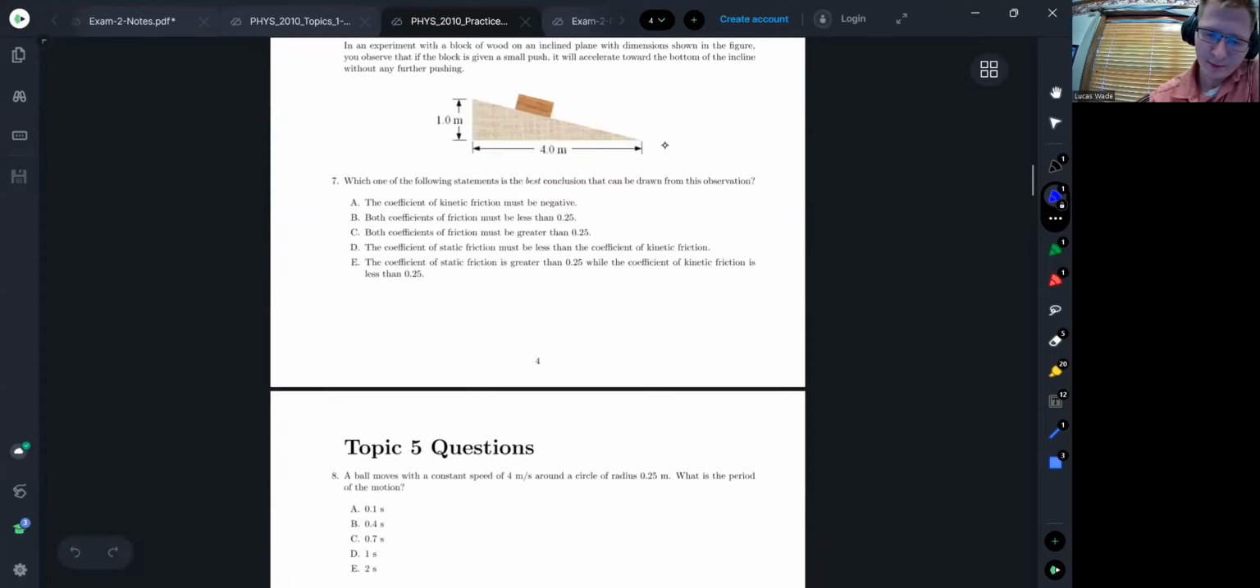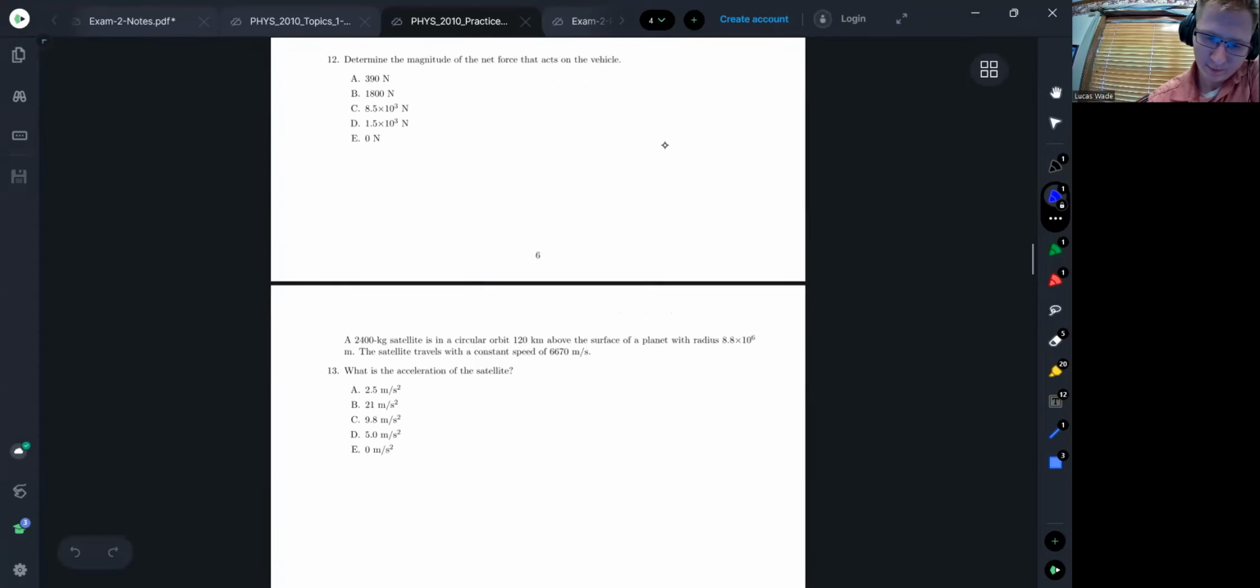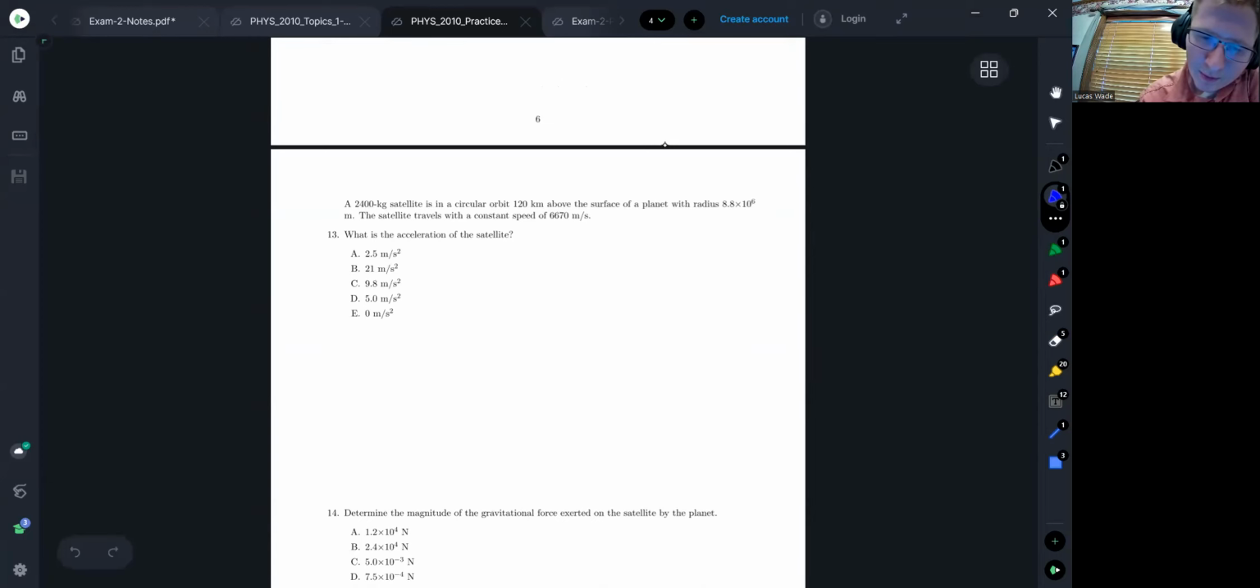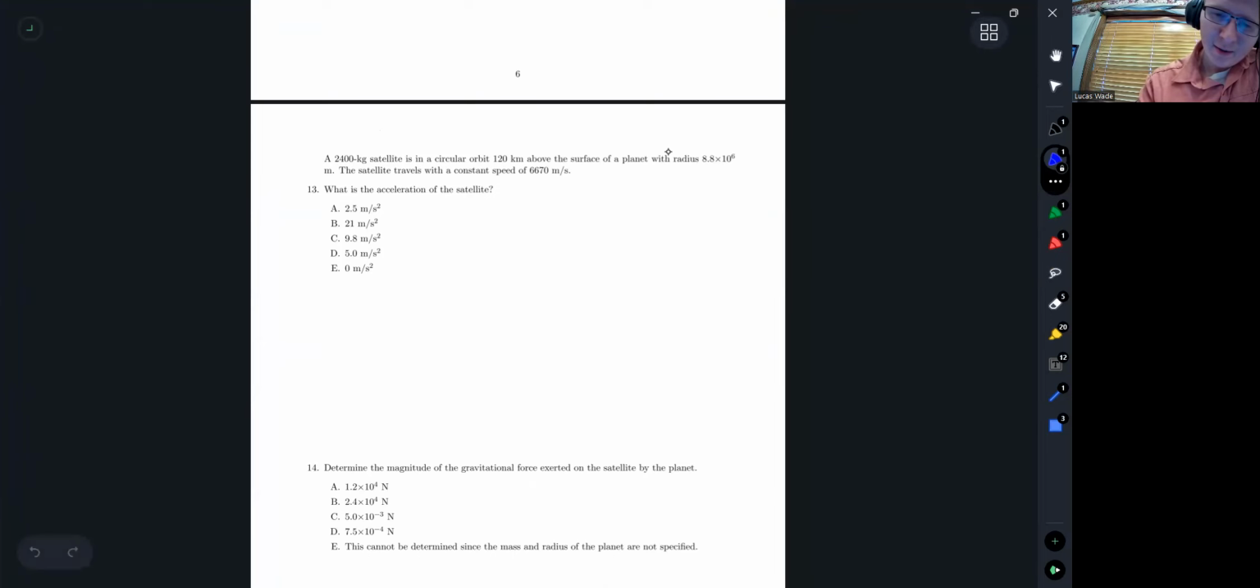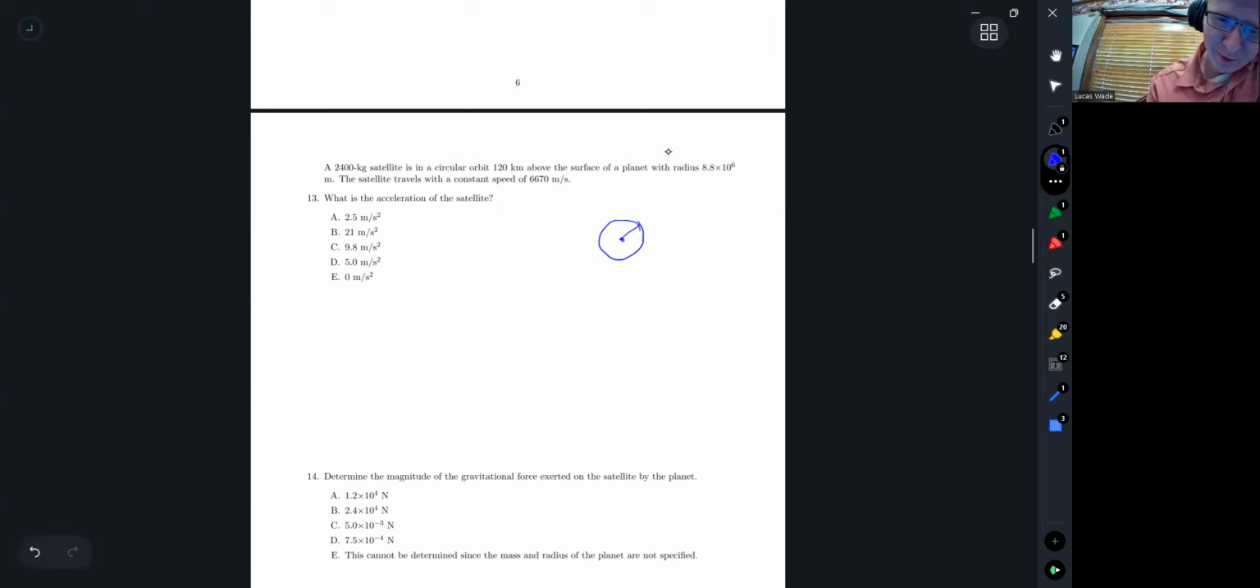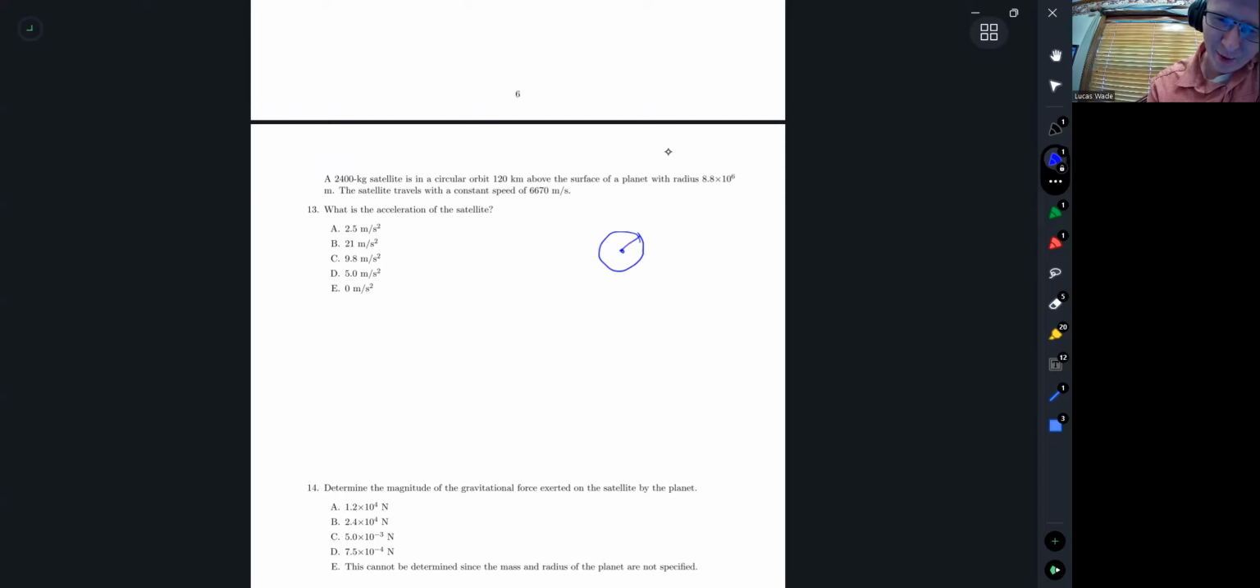13. Okay. So what is the acceleration of this thing? Anything with a non-constant speed, but we've got a 2,400 kilogram satellite in an orbit of a planet. That planet is this zoom thing popping up and out for everyone over and over, or is that just me? I hope that's just me.